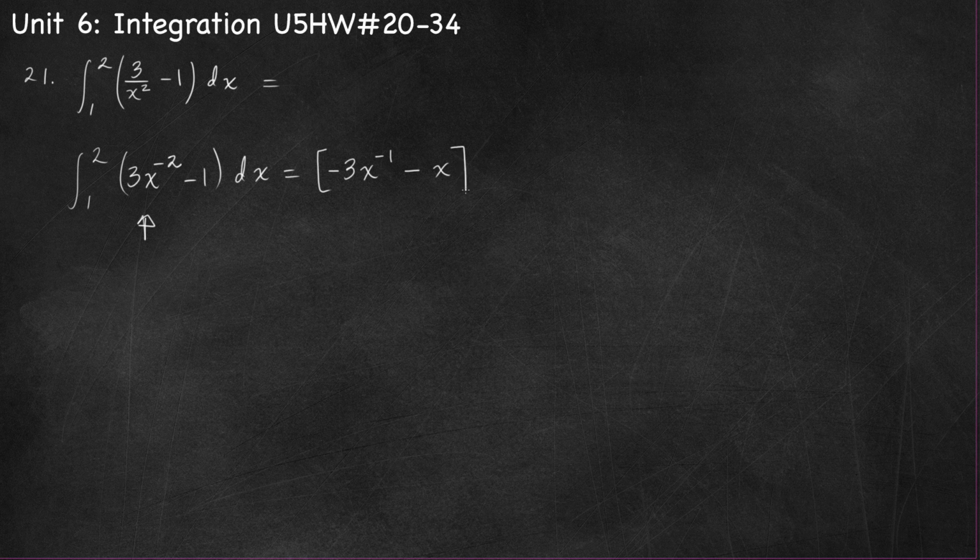Then I'm going to evaluate that from 1 to 2. So I sub in my top number, and I might even want to simplify this first, make it a little easier. So -3, x to the -1 is -3 over x minus x. I think that'll make it a little easier to sub in our values. Okay, so we sub in that top value, we get -3 over 2 minus 2 minus, now I'm going to sub in my lower value of 1, so that's going to give me -3 minus 1.